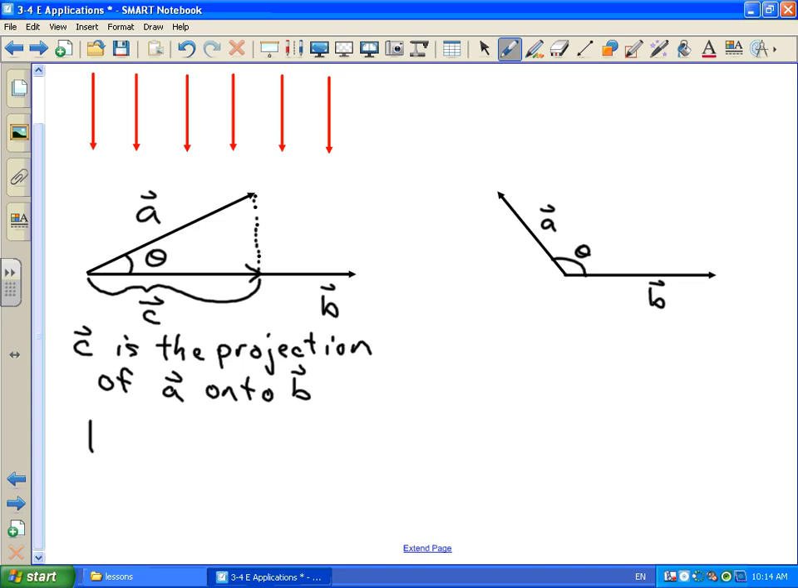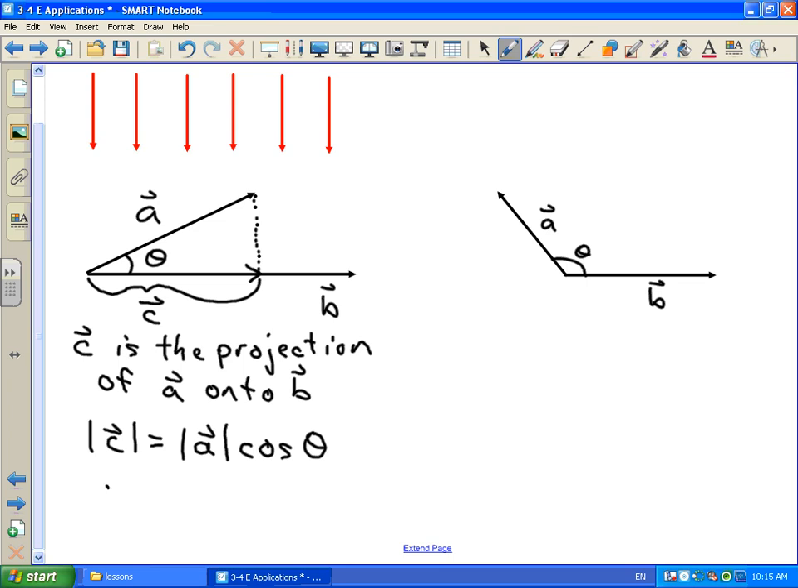The magnitude of this projection is just given by, well, we know the angle between them, so we can do the magnitude of A times the cosine of the angle between them. Okay? That gives us the magnitude of the projection. What about the direction? Well, the direction we already know, because that's what we were going for. We were going for the part of A that is going in the same direction as B. So the direction here has got to be in the same direction as B.